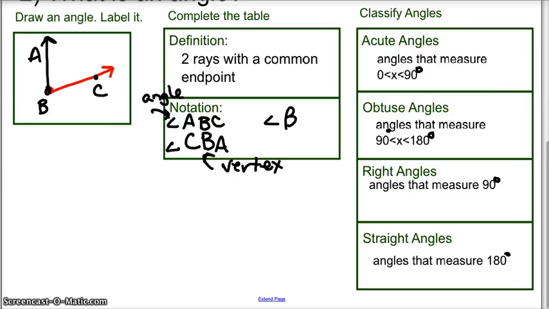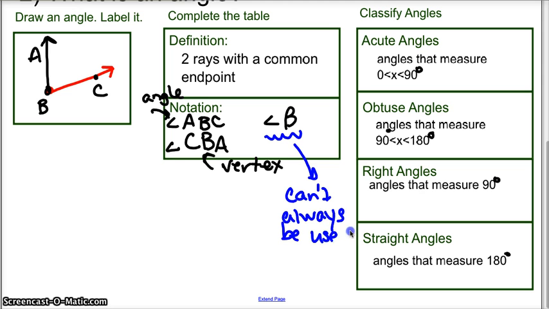One last thing as I'm looking at my notes of things I want to say. This can't always be used. Sometimes we will need all 3 letters, and I'll address that here in a second.